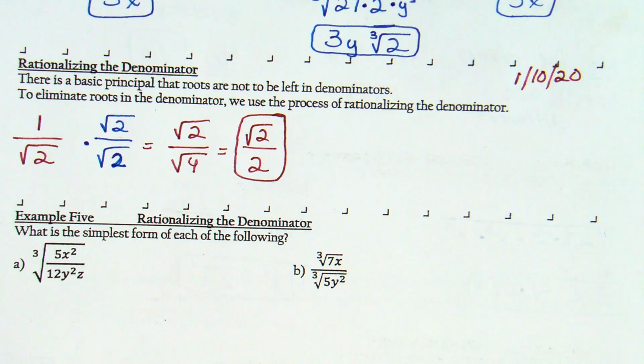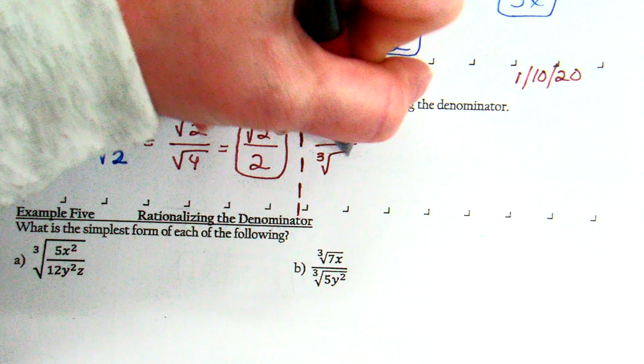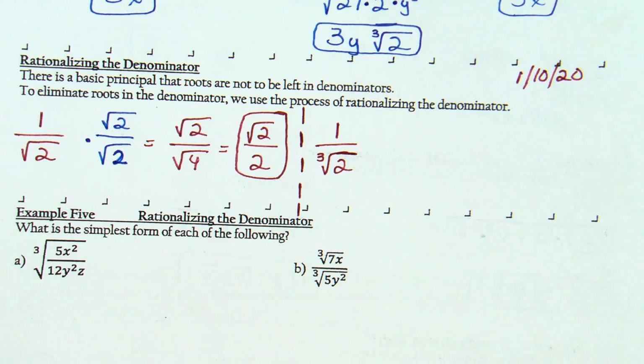Now, that was the idea of a square root. Let me slightly change this problem. What if this had been 1 over the cube root of 2? I still can't leave a radical in the denominator. It can't be multiplied by a square root, it has to be a cube root.